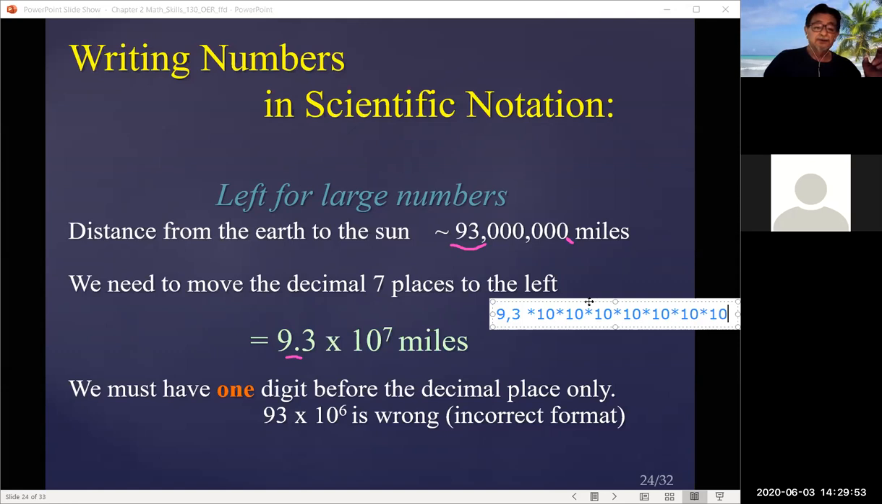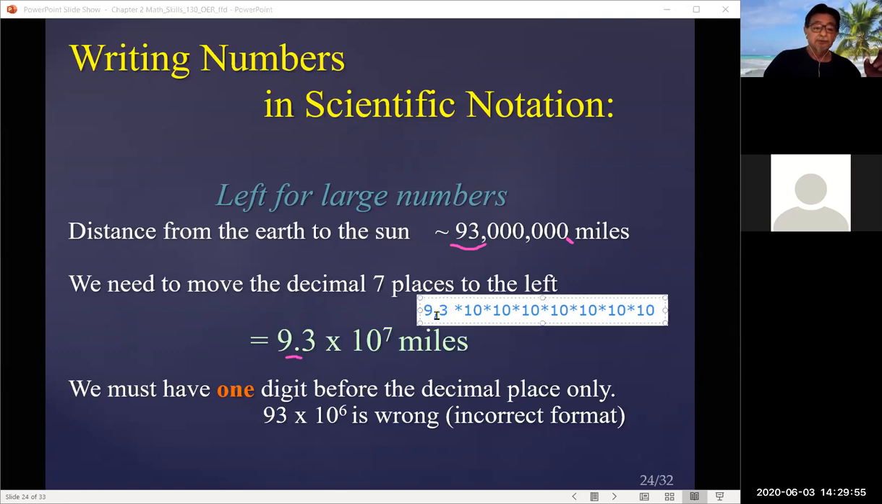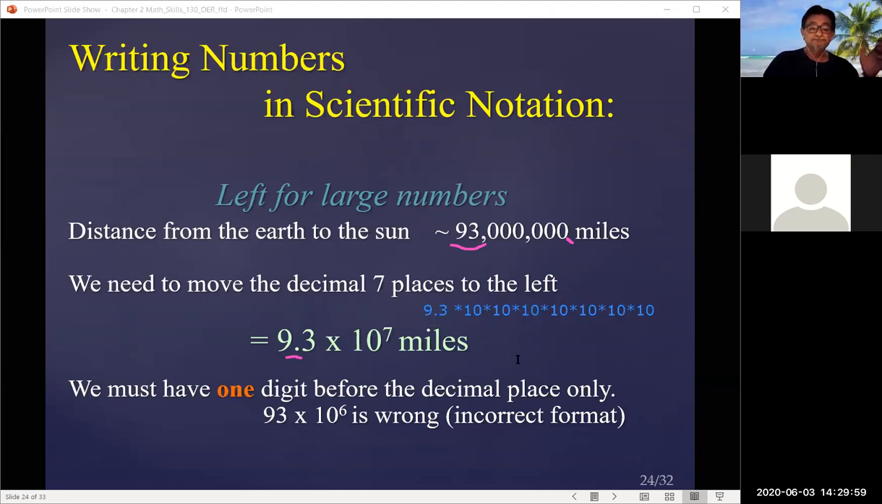This is just another way to write this out. This is supposed to be a point there, not a comma. Okay. And so instead of writing all those tens, we got 7 tens. So it's 1, 2, 3, 4, 5, 6, 7. So each 10 has a superscript of 1. When we multiply these, we add up the exponents. So we got 10 to the 7th power. Okay. So it's 9.3 times 10 to the 7th.